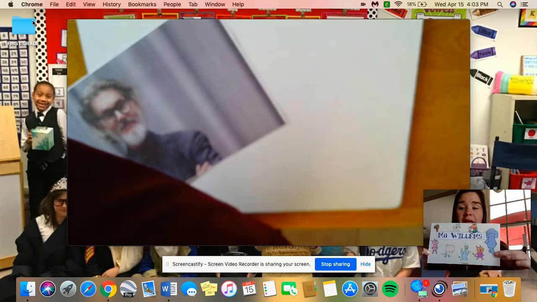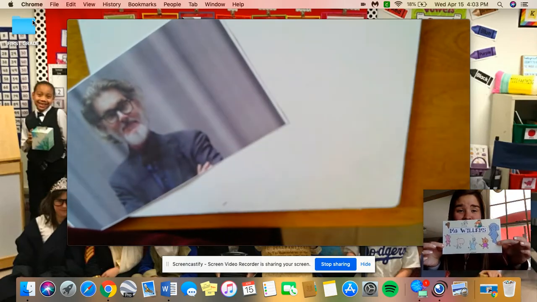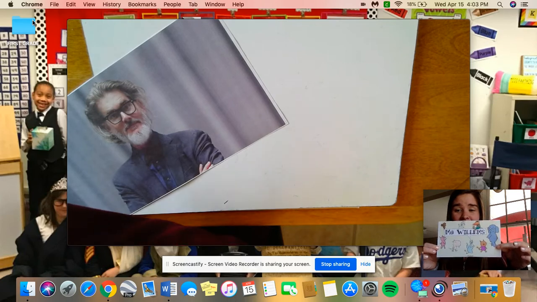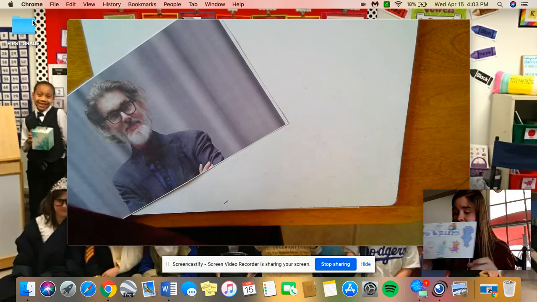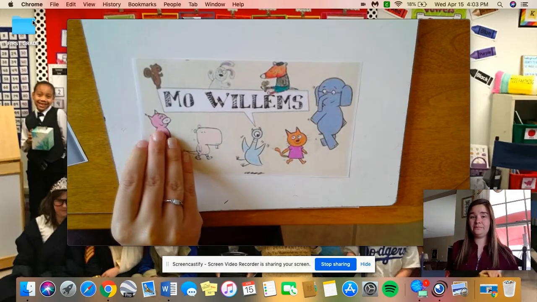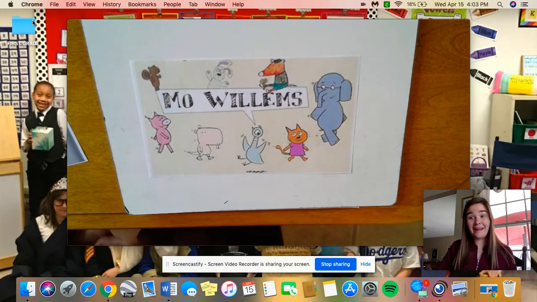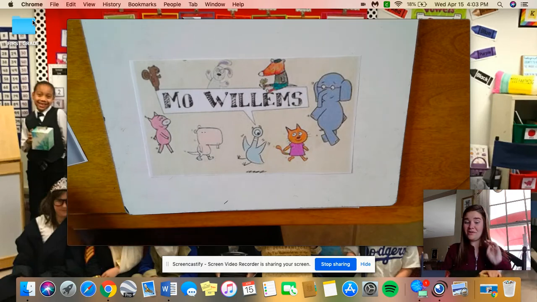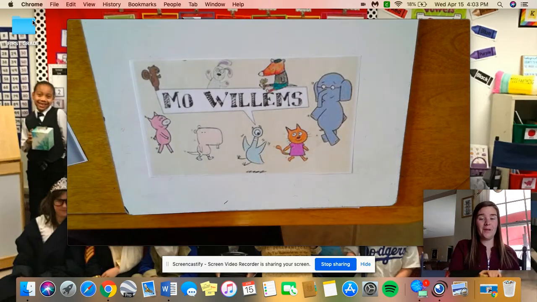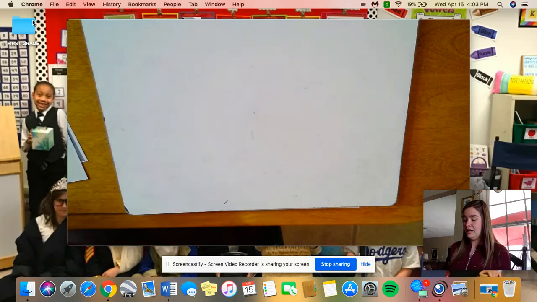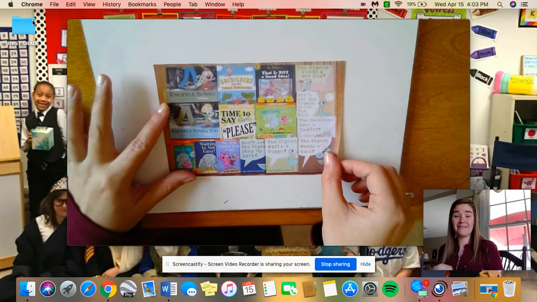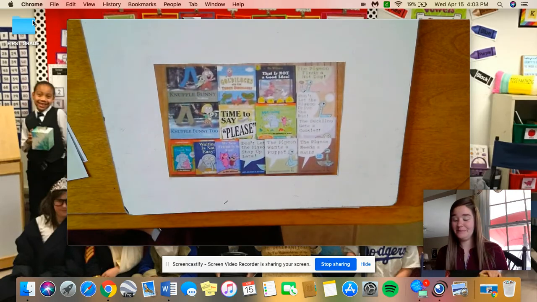Do you know who any of these characters are? Do you recognize any of them? Let me put it under the camera so you can see. Do you recognize any of those characters? Now, do you think you know who this man is? Okay, what about this? Do you recognize any of these books? Have you read any of those books? Do you know the characters from any of those books?